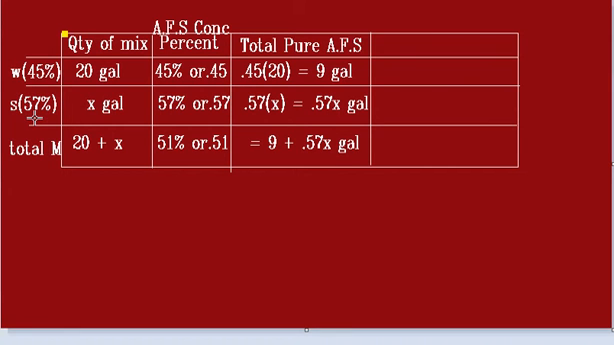Since the percentage of anti-freeze in that mixture is 45%, for the weaker solution the pure anti-freeze is 0.45 times 20 gallons, which equals 9 gallons. Can you follow? Proceeding to the stronger solution, the 57%, it has x gallons. Therefore, 0.57 times x is equal to 0.57x gallons. All right? Can you copy?